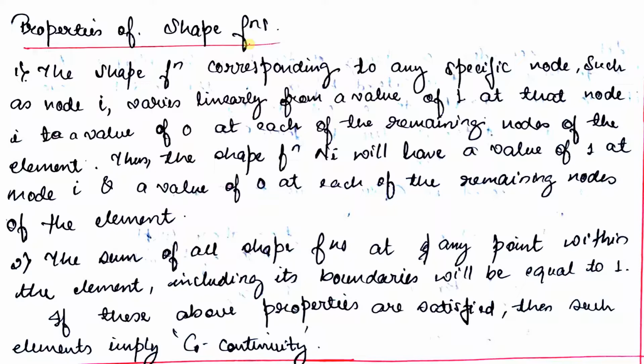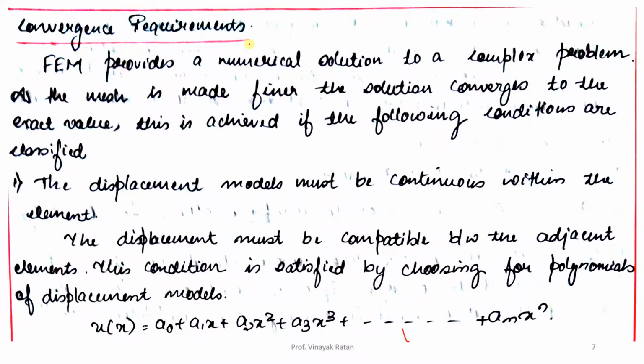Yes, sir. Okay. Now we'll move on to convergence requirements. So there are three convergence requirements. You should know what is the convergence criteria first. What is the convergence criteria? So FEM provides a numerical solution to a complex problem, as you know. As the mesh is made finer, the solution converges to the exact solution. What does this sentence mean?